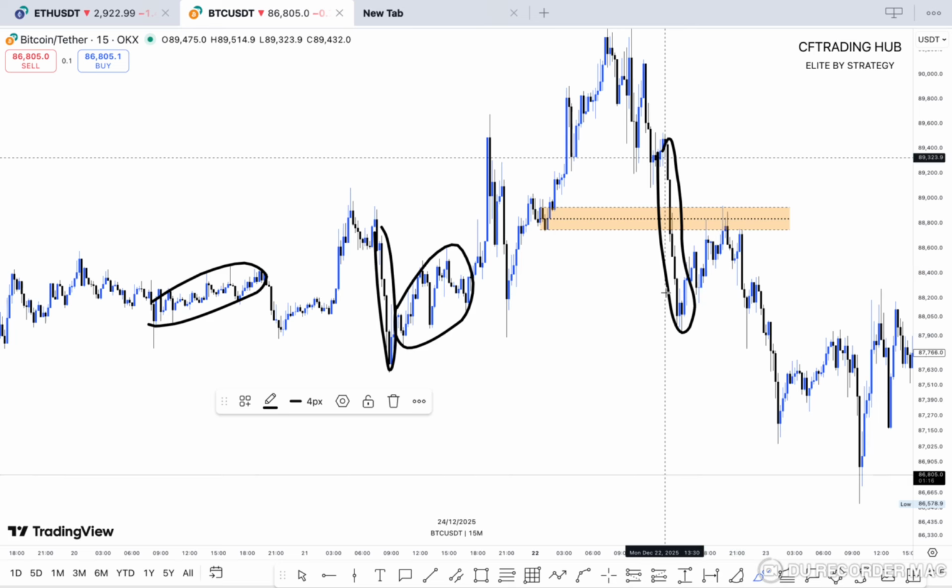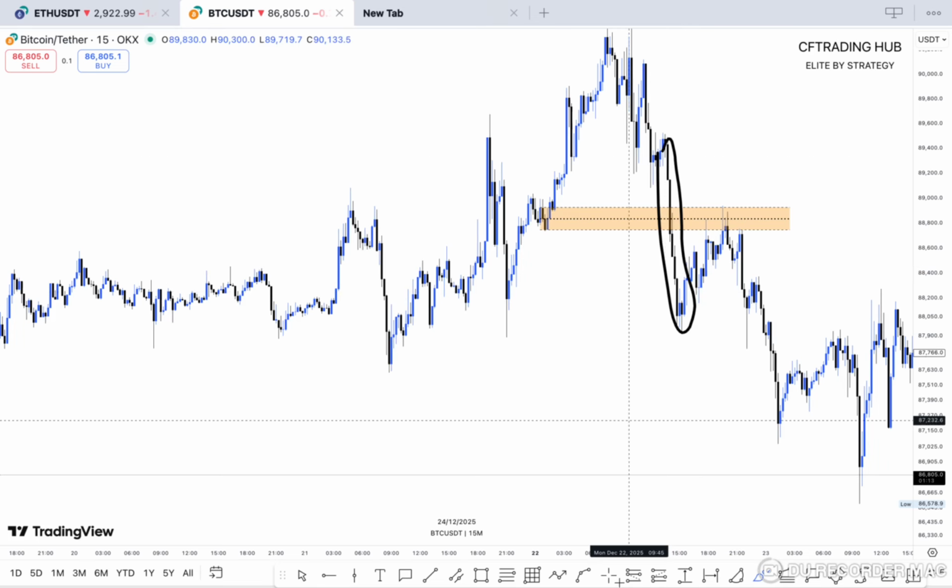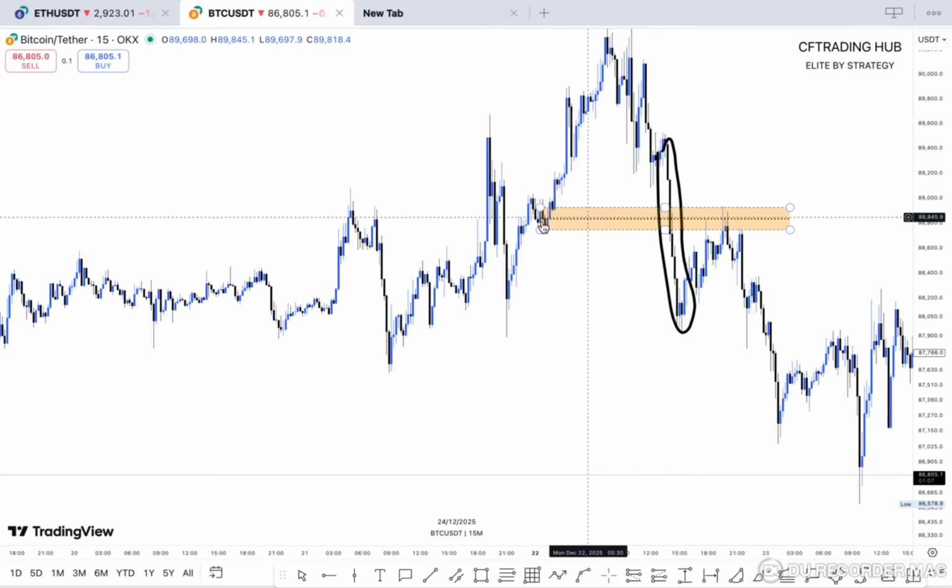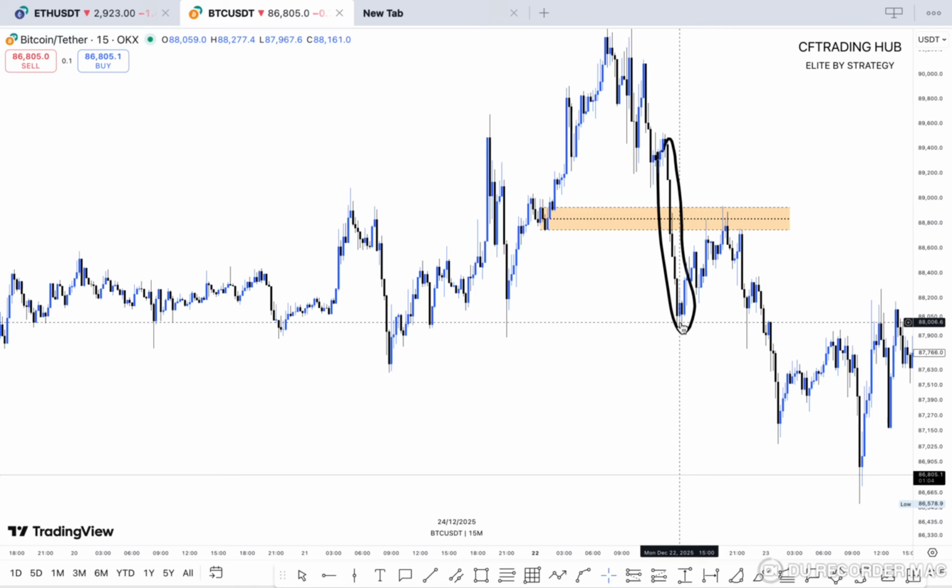But when you see displacements breaking through another block, that is valid as a breaker block. So over here you can see price actually broke through this particular order block with displacement. So with displacement, that is confirmed as a breaker block.